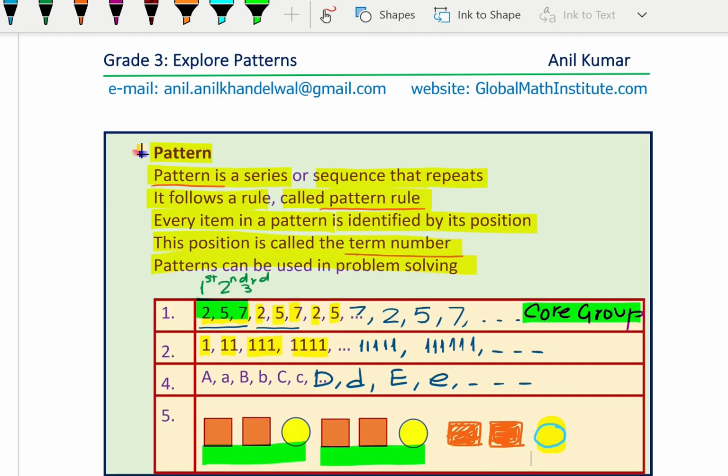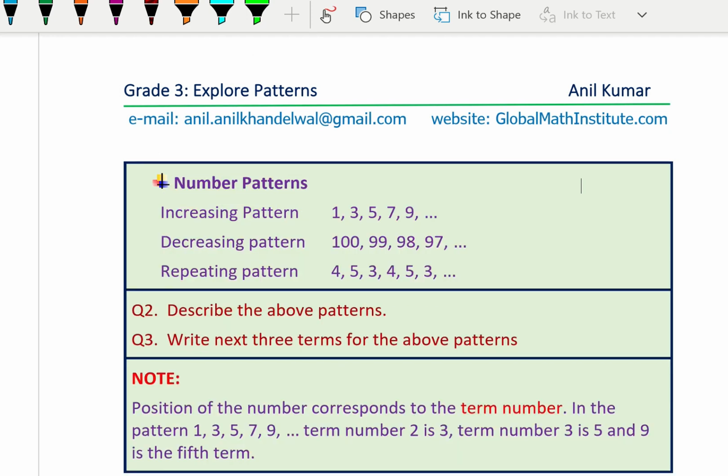So let's continue with this and see some number patterns. In number patterns, we could have three different kinds of patterns. We could have increasing patterns, decreasing patterns, and repeating patterns. Let's have a look at these patterns. Increasing patterns: 1, 3, 5, 7, 9. As you can see, the numbers are increasing.